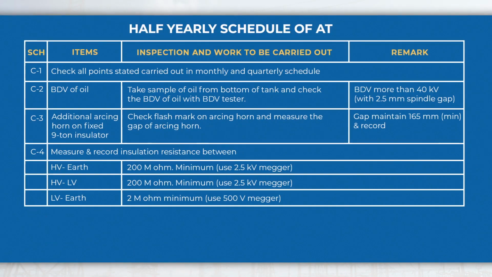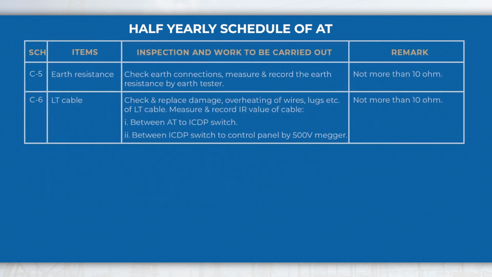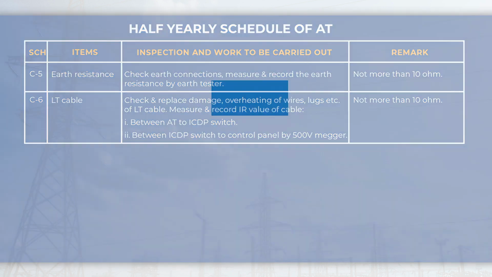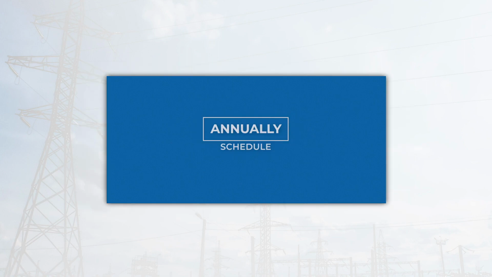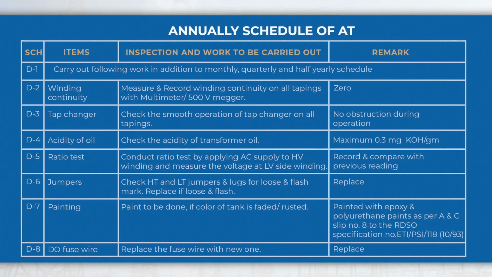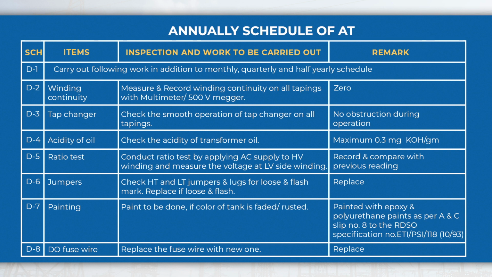Half-yearly schedule. In the half-yearly schedule, perform activities like measuring the insulation resistance value and checking the BDV of oil etc. in addition to monthly and quarterly schedule activities. Annual schedule. In the annual schedule, perform activities like measuring winding continuity, checking the acidity of transformer oil and conducting ratio test etc. in addition to half-yearly, quarterly and monthly schedule activities.